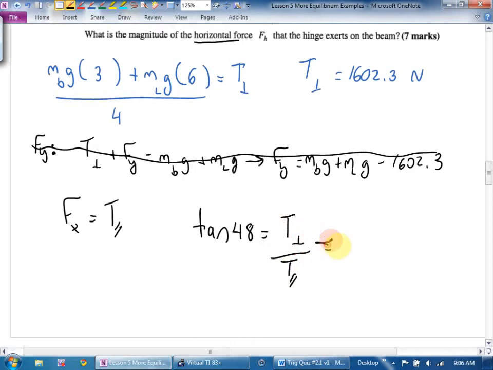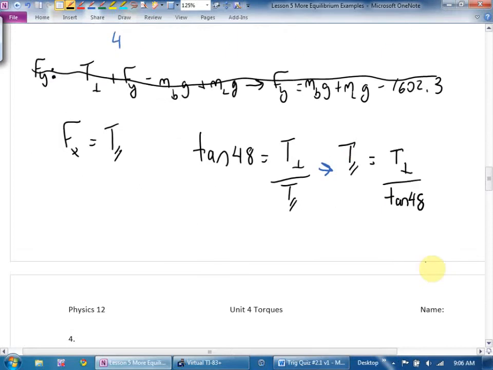So that means that tension parallel is going to be perpendicular divided by tan 48. Mr. Dueck, read the question properly. The horizontal component, FX or FH for horizontal, is going to be this divided by that. It's going to be 1602.3 divided by tan.